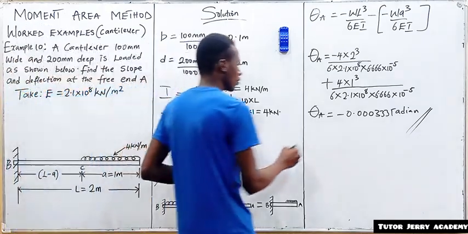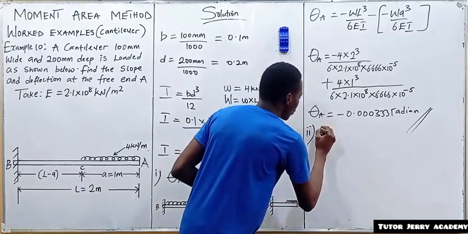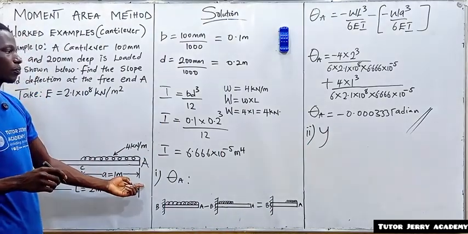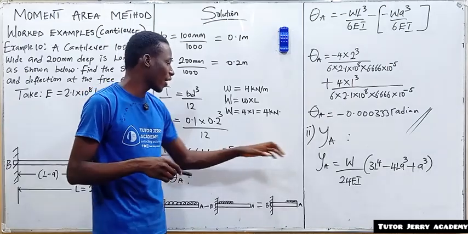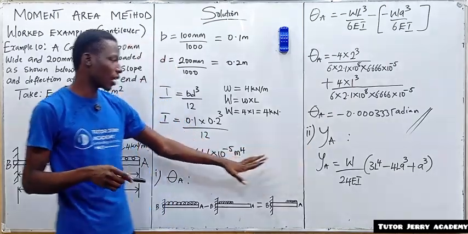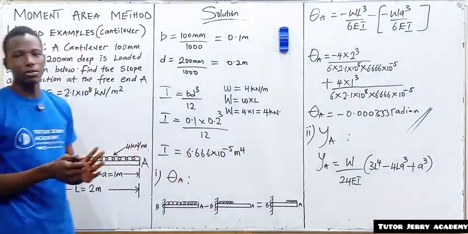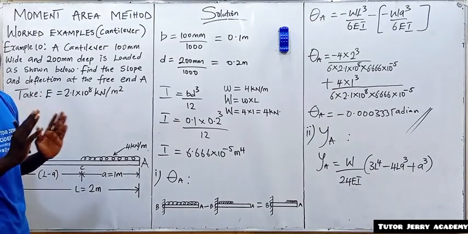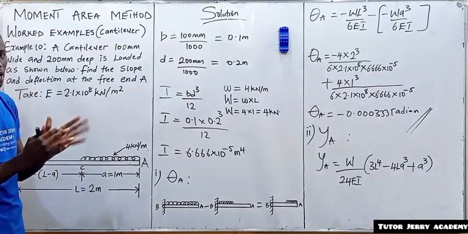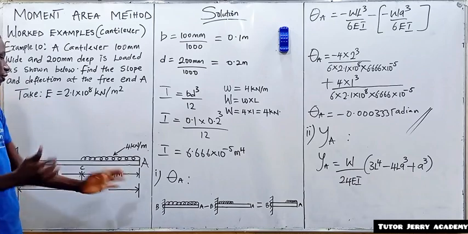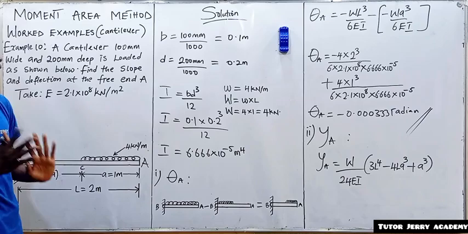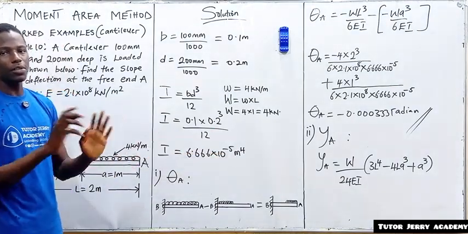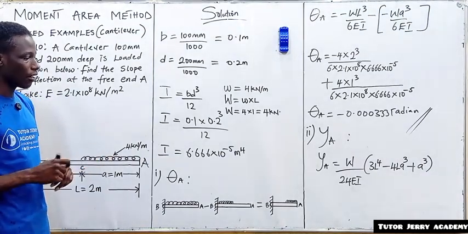So number 2, we are finding our deflection at point A. This is the formula for finding deflection at point A for a cantilever that has a uniformly distributed load at a distance A from the free end. So all we need to do is substitute our values into this formula. It has been proven in our previous lessons.